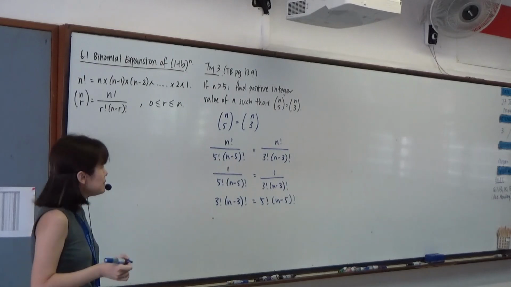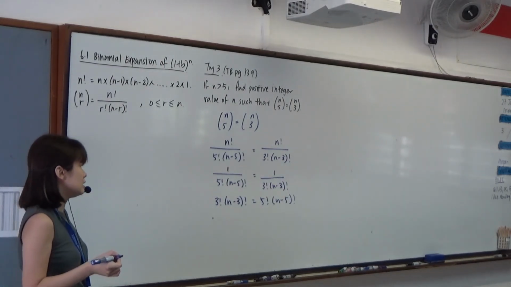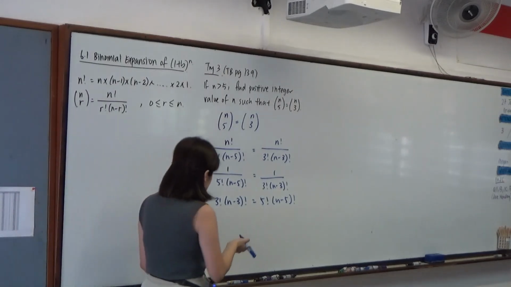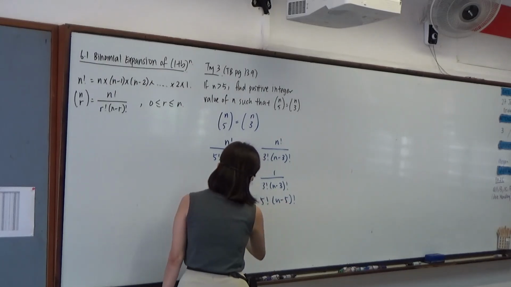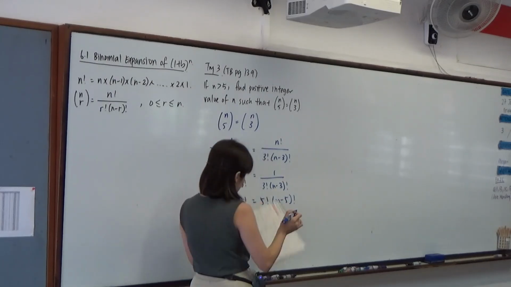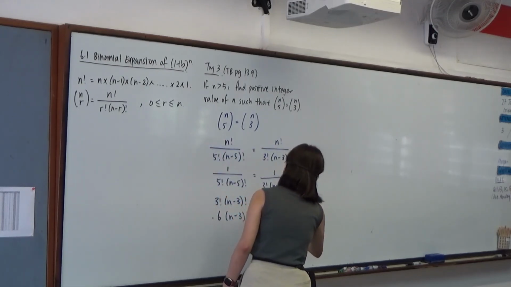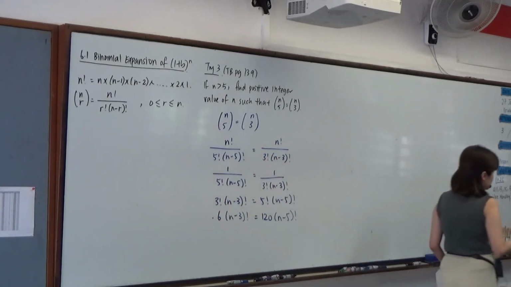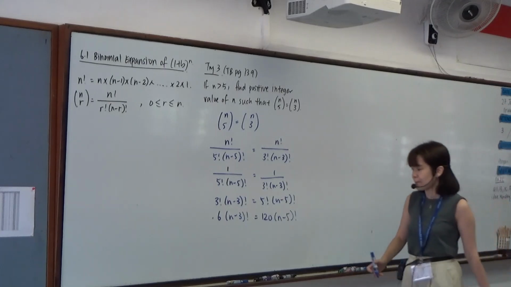For the numbers 3 factorial and 5 factorial, you could press your calculator to determine the values. If you do that, 3 factorial is 6, so we get 6 times n minus 3 factorial, and 5 factorial will be 120. This is provided that you don't want to work with the factorials themselves; you can just compute them to find the value.